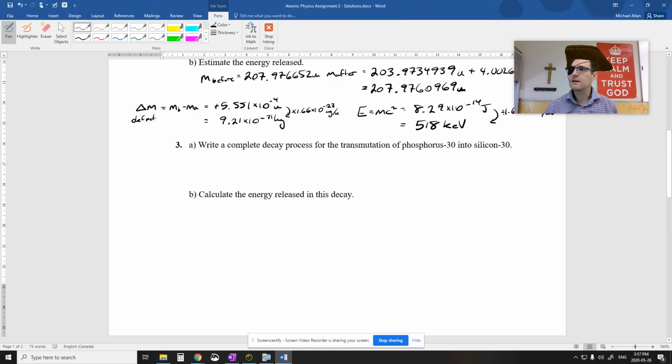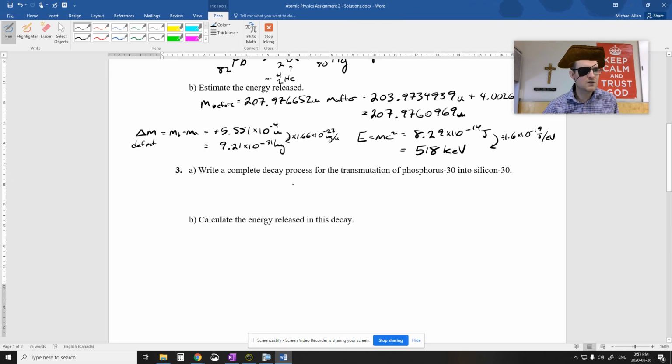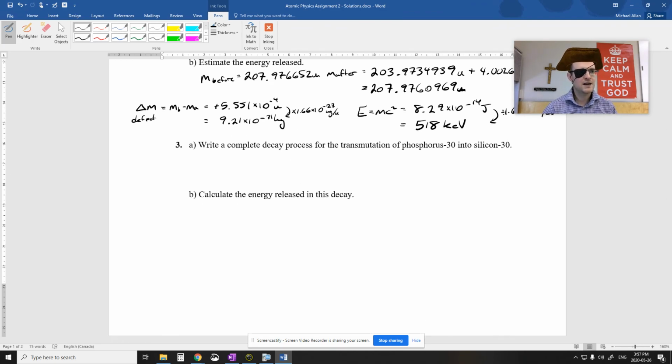So we have a few more here. Write the complete process of the transmutation of phosphorus 30 to silicon 30. I think those are both in this question here. Silicon 30, phosphorus 30 is there. Silicon 30 is there. Yep, okay.